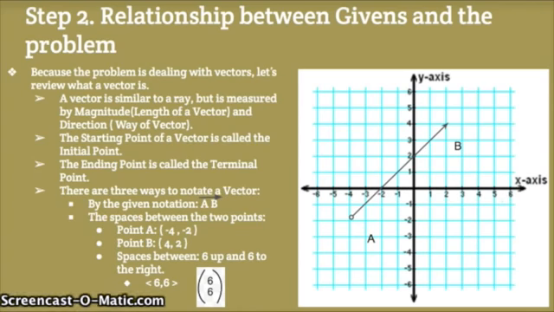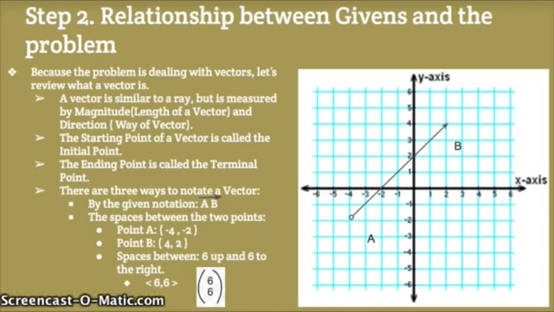There are 3 ways to notate a vector: by the given notation, which is vector AB, or by counting the spaces between the 2 points. For example, point A is (-4, -2) and point B is (4, 2). The spaces between them are 6 up and 6 to the right. To notate them, we would write chevron 6, 6, or simply add parentheses and put both numbers on the top and on the bottom.